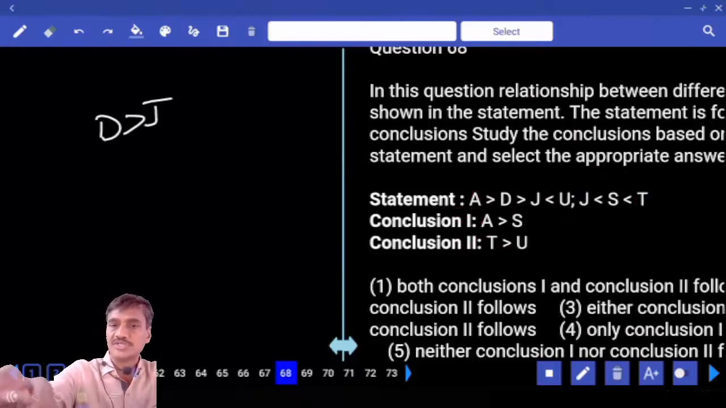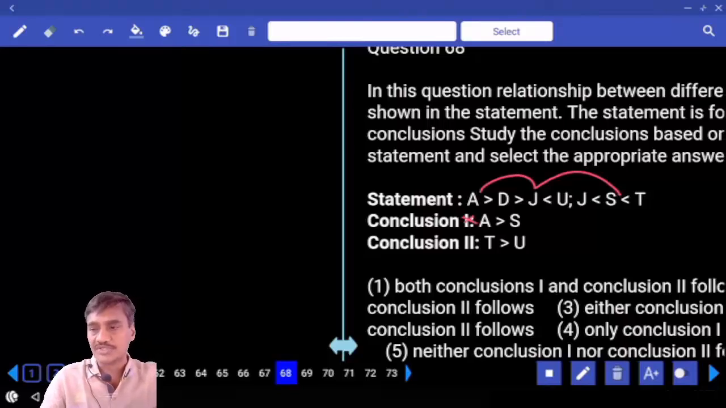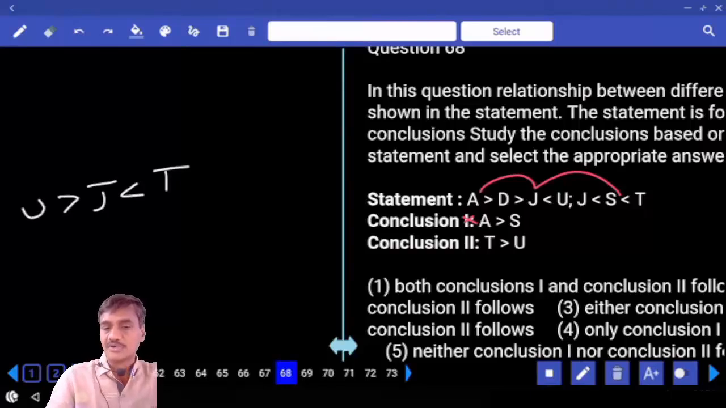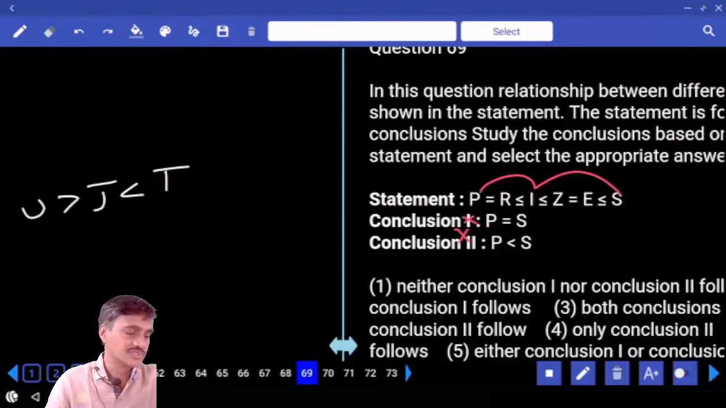Then coming to 68, the relation between A and S. Now between A and S, A to J, J to S. A to J greater than, J to S lesser than. One greater than, one lesser than, two opposite symbols, no relation. Then T and U. Now between T and U, which element is common here? J is common. J lesser than T. J lesser than U means U greater than J. Now between U and T, two opposite symbols. Hence neither one nor two. Choice 5, question number 68.